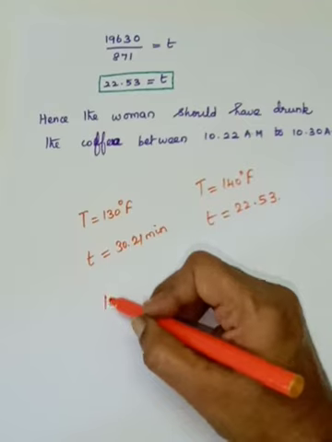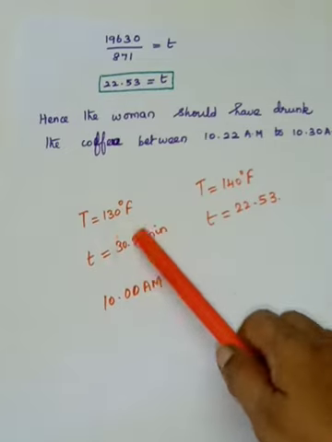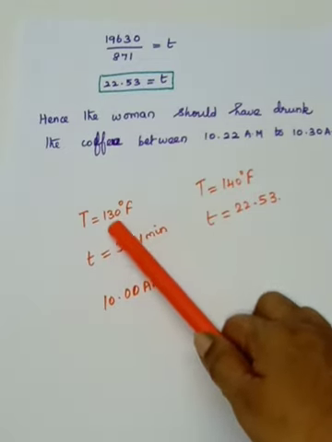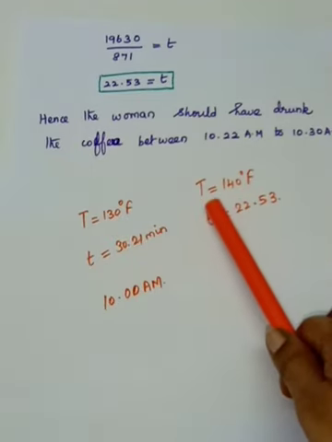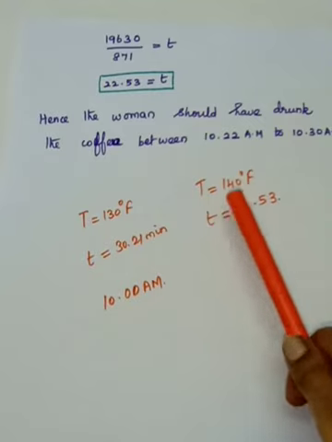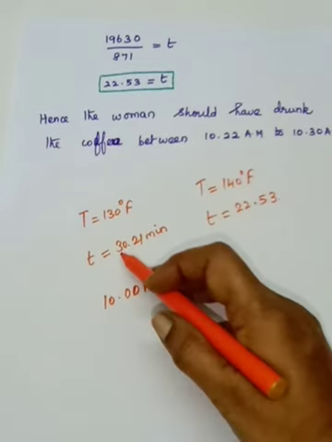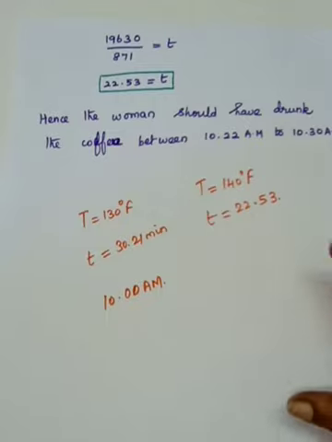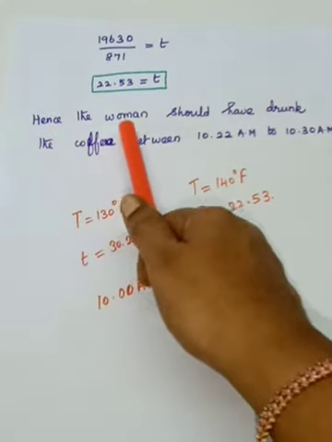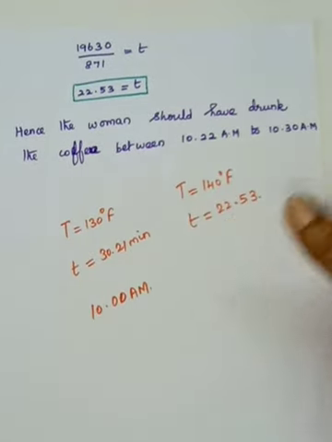Okay, so you see now, the starting time is 10 a.m. After 30 minutes, the temperature of the coffee is 130 degrees Fahrenheit. After 22 minutes, the temperature of the coffee is 140 degrees. So when you calculate the time, from 10:22 a.m. to 10:30 a.m. only, the woman should have drunk the coffee. So the final conclusion: the woman should have drunk the coffee between 10:22 a.m. and 10:30 a.m. Thank you, students.